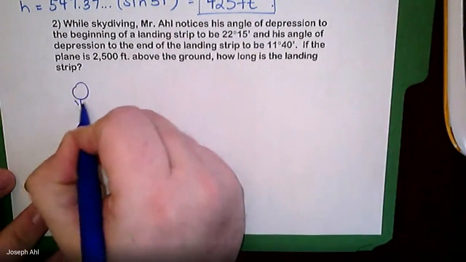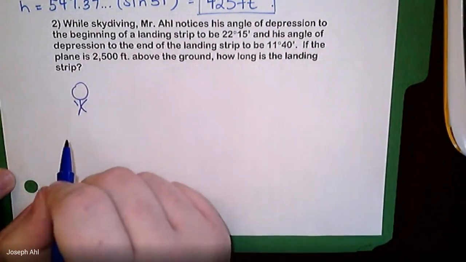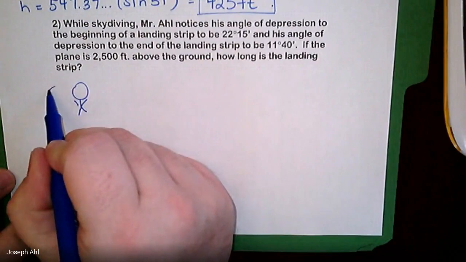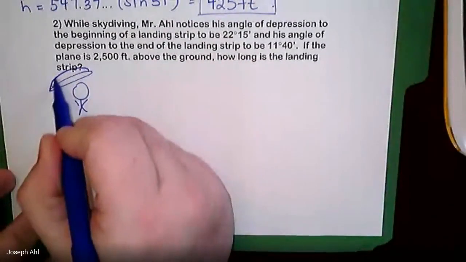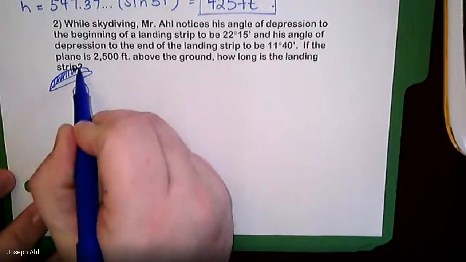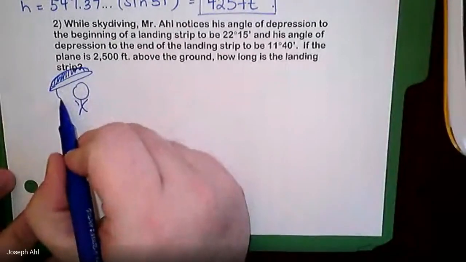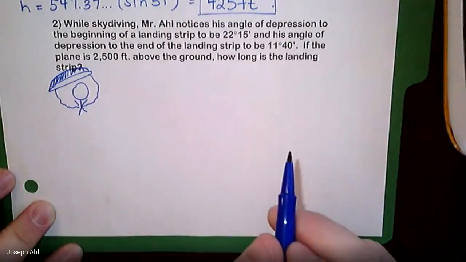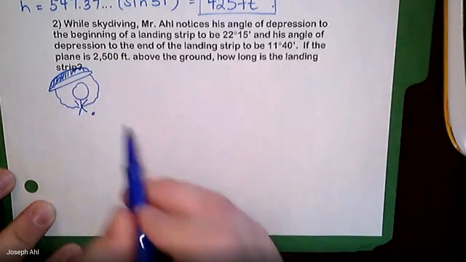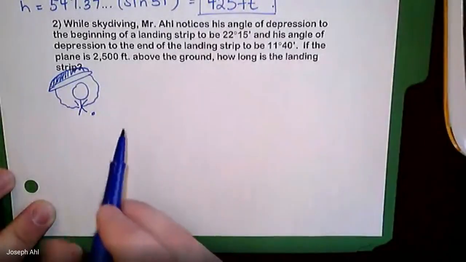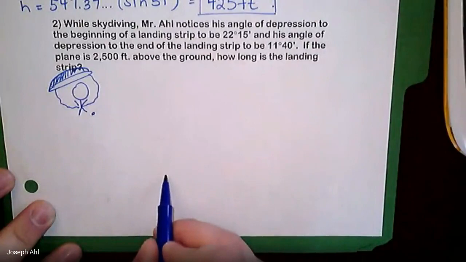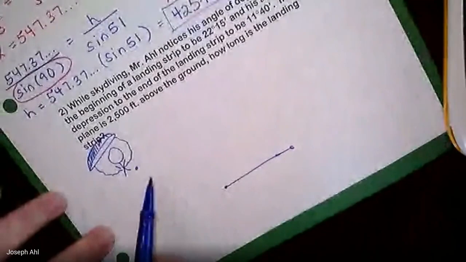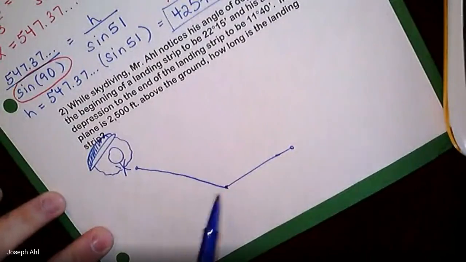So here I am again, and this time I'm jumping out of a plane, so I guess I need a parachute. This is terrible, but let's see. Can I attach it to myself? There we go. So I'm traveling down, and I, of course, would have noticed that there's this landing area down here that I can land in. And sorry, I'm going to turn this for a sec.